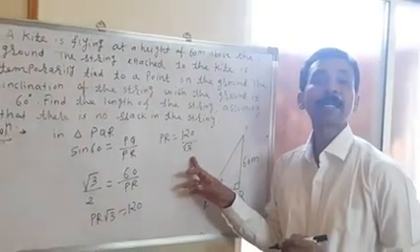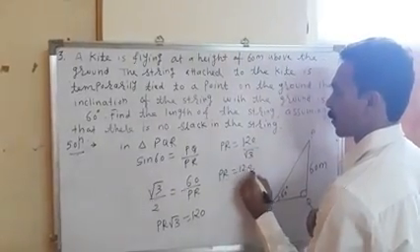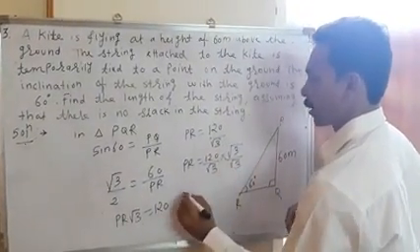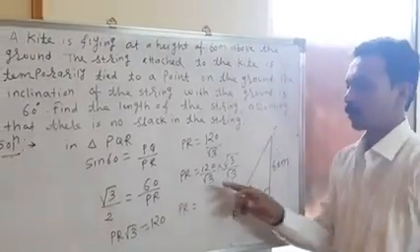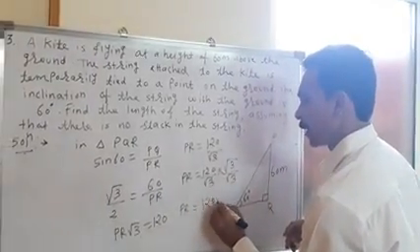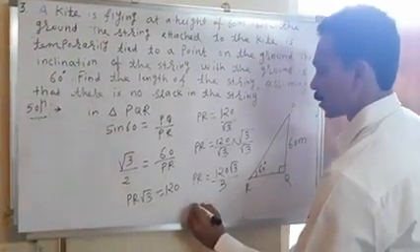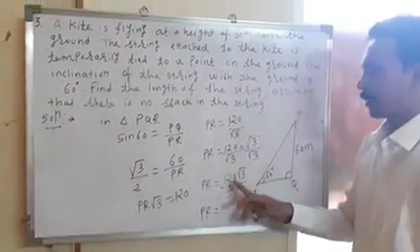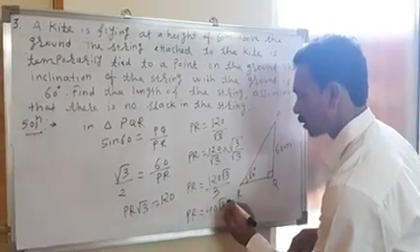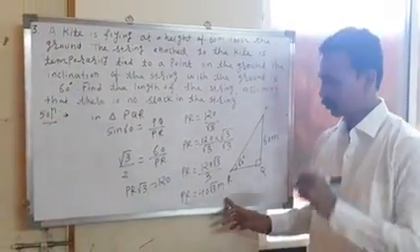But see here, the denominator is irrational, so I will rationalize it. PR is equal to 120 upon root 3 into root 3 upon root 3. PR is equal to 120 into root 3, multiply numerator into numerator, that is 120 root 3, and denominator root 3 into root 3 is 3. So PR is equal to 120 upon 3, which is 40, and this root 3 as it is. So the length of the string is 40 root 3 meters.